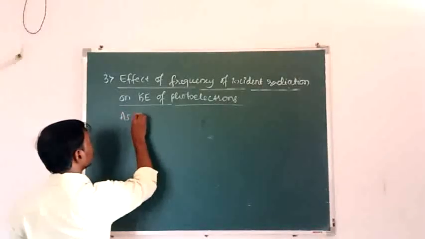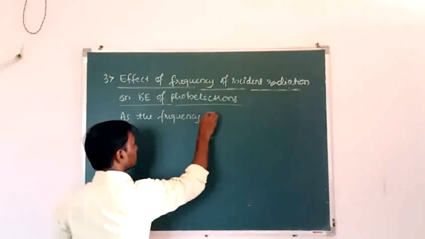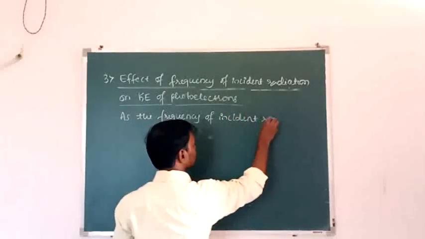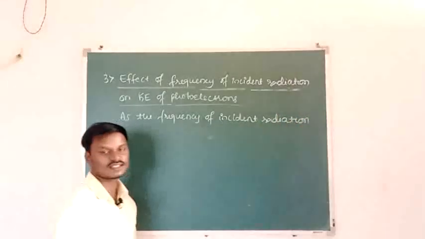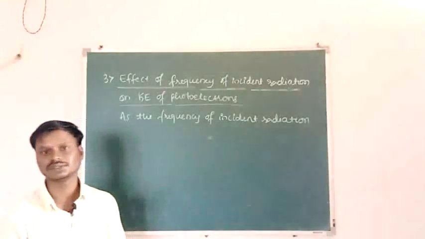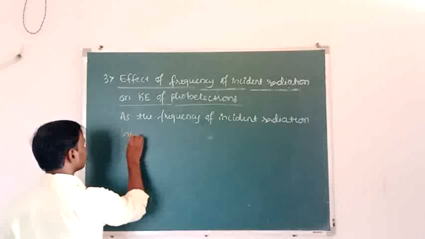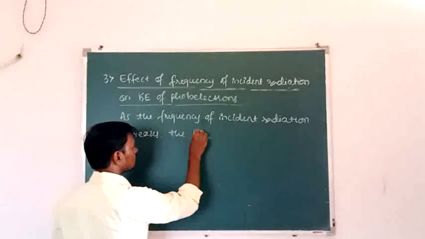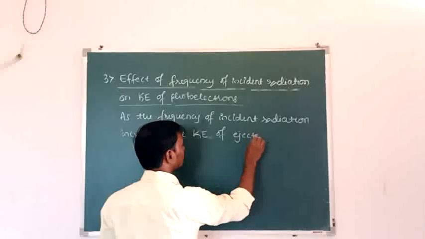As the frequency of incident radiation increases, if we increase the frequency of incident radiation, then the energy of incident radiation also increases, because E is equal to h into nu. Then as the frequency of incident radiation increases, the kinetic energy of the ejected electron increases. Ejected means here the emitted electron.